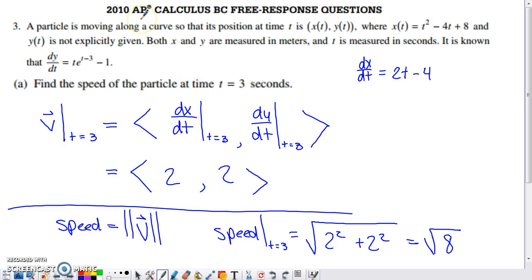So here's a problem from the 2010 AP Calc BC exam. This was a calculator question back in 2010. There were 3 of them back then. And it's a parametrically based problem. And if you read the setup for it, it tells us that we've got a particle moving along a curve.